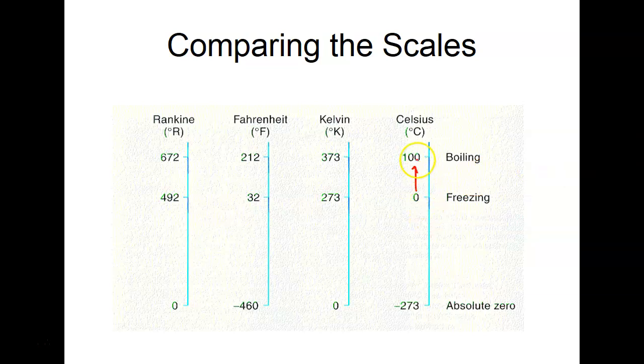So here we have 100, and how many marks do we have between 32 and 212? So I take 212 and subtract 32, and that would give me my marks between freezing and boiling. What would that be?